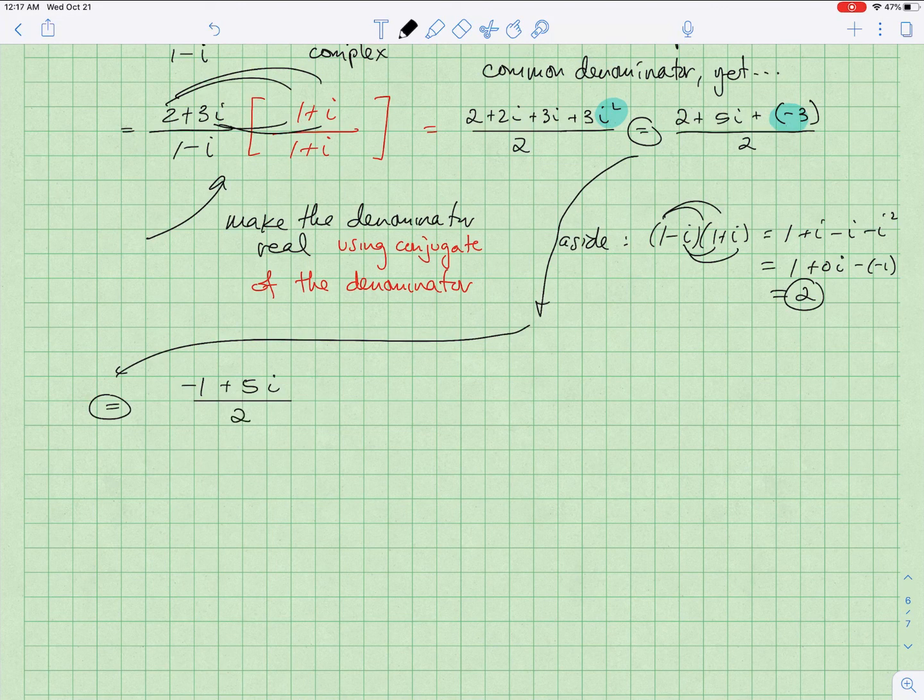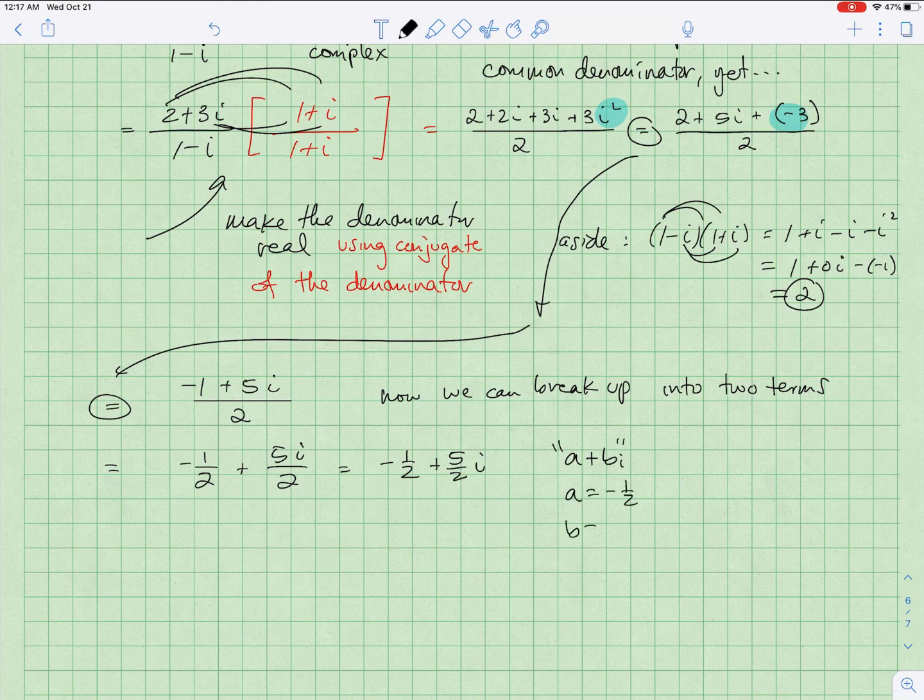Now, while we still have a big fraction, we haven't written it in a plus bi form, but now we can break up into two terms. This is equal to negative 1 over 2 plus 5i over 2, which we often write as negative 1/2 plus 5 halves i with the i on the back end there. And this is the a plus bi form, where a is negative 1/2 and b is 5 halves. So there's our answer.